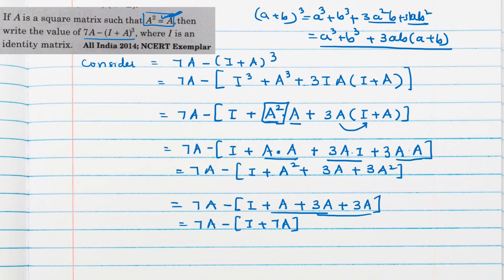This will give 7A. Open the bracket, so 7A will get cancelled. The final answer will be minus I. So what is the value of this expression? Minus I.